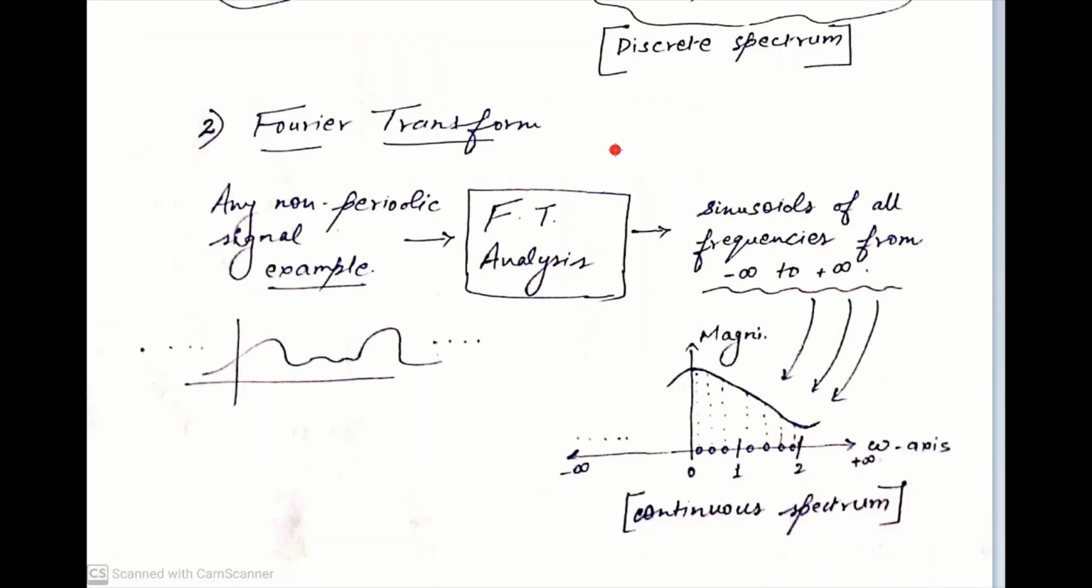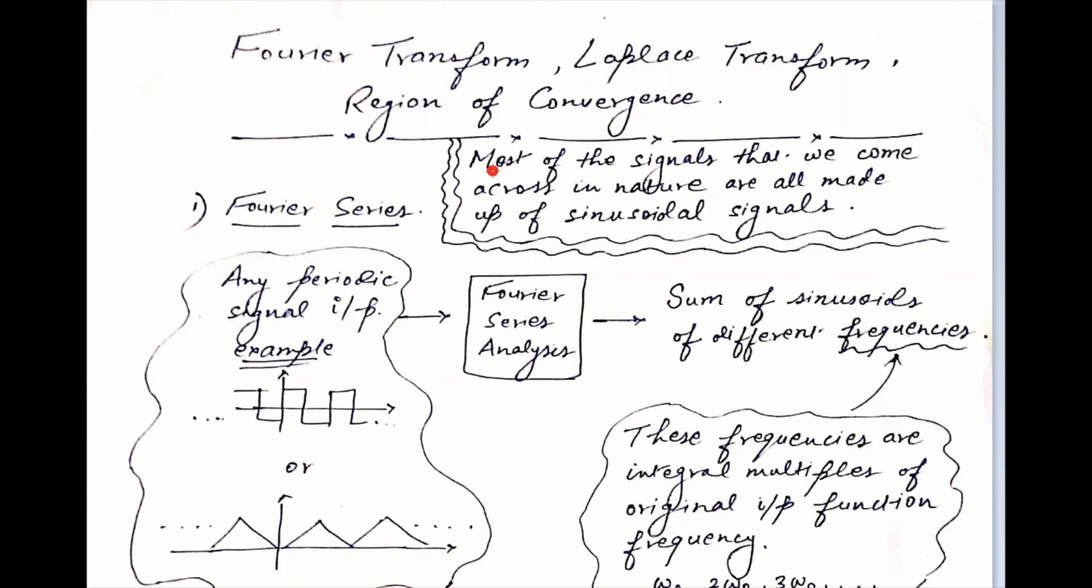So now let me start by making a statement. The statement is: most of the signals that we come across in nature are all made up of sinusoidal signals. This point is very important. You have to understand it very clearly. Most of the signals that we come across in nature are all made up of sinusoidal signals. And one thing I'm going to tell you is that for these signals, Dirichlet conditions must be satisfied, and fortunately most of the signals that we come across in nature satisfy Dirichlet conditions. You can find these Dirichlet conditions in any standard book.